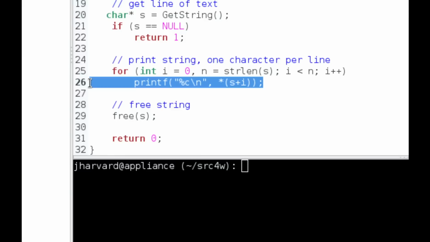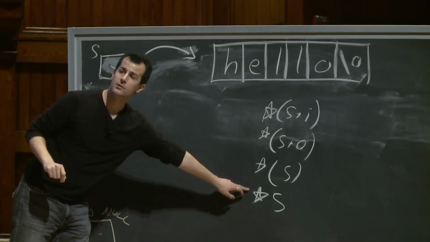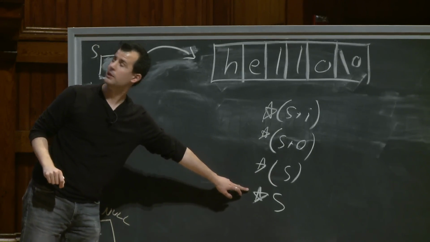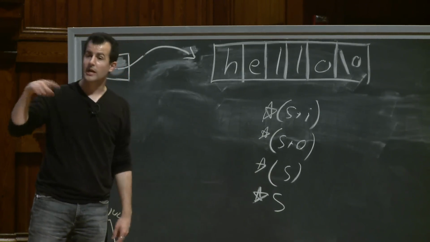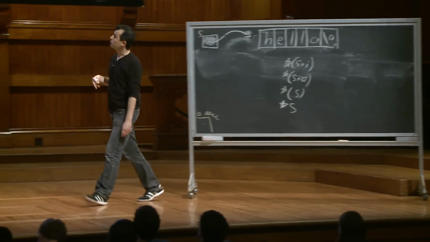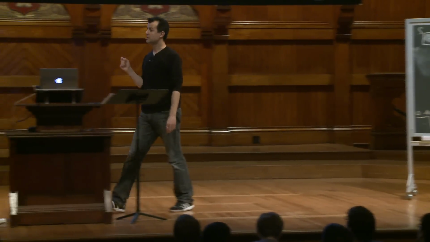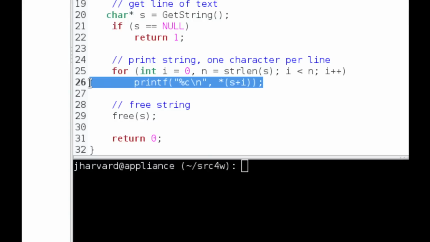So what gets printed on the first iteration of that loop in line 26? I print out %c, which is the placeholder for a character, then a \n for a new line. Star of s plus i, where i is 0, is just this. So what char do I place in for %c? h. Now, in the next iteration of the loop, you can probably see where this is going. The next iteration, i is obviously 1. So this means s plus 1. And then now I do need the parentheses, because now the star needs to say, go to memory address s plus 1.